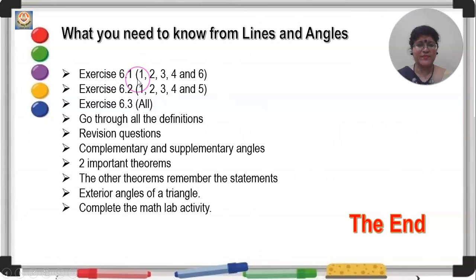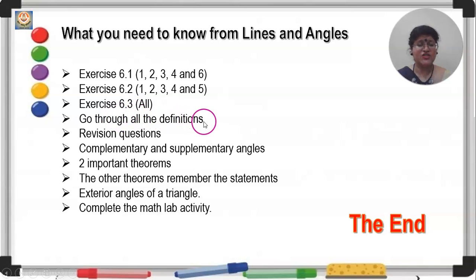Exercise 6.1. From that exercise, these are some of the important questions. I have not noted down 5 here. You make a note of this: 1, 2, 3, 4, and 6. These are important questions. From exercise 6.2, you need to know how to solve the first, second, third, fourth, and the fifth one. Now, exercise 6.3 is a very important exercise. You have to learn how to solve all the questions from exercise 6.3.